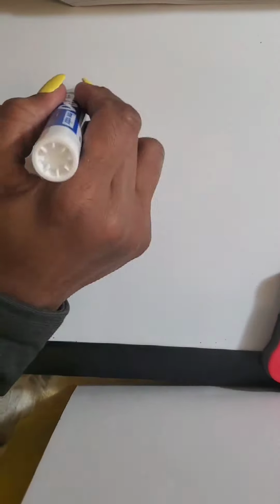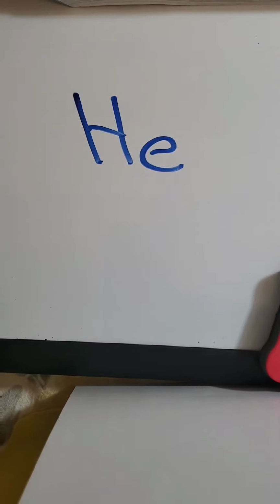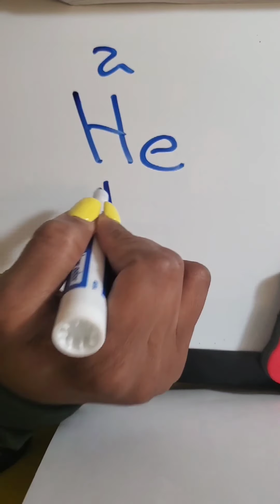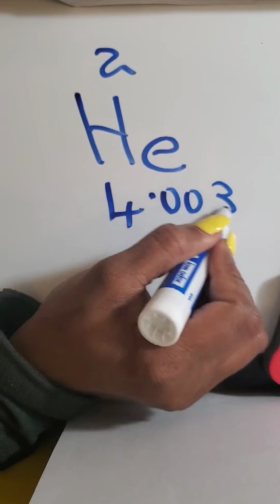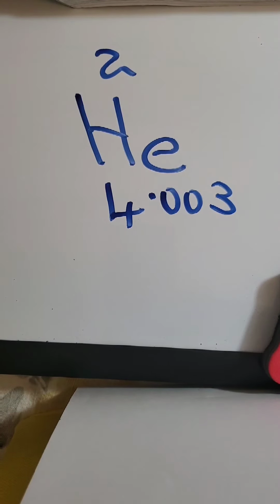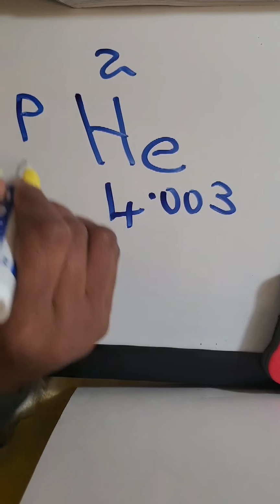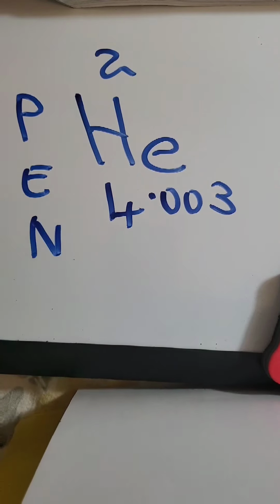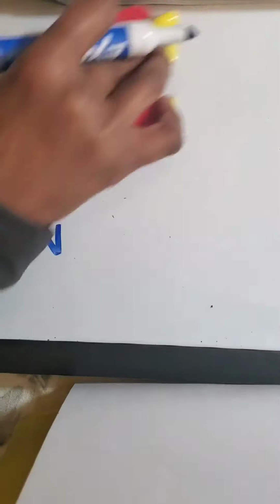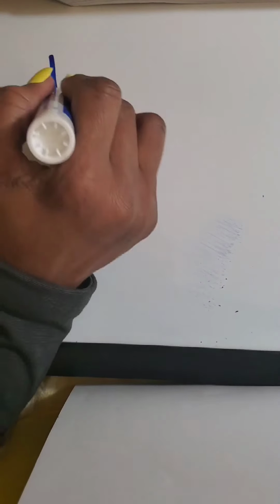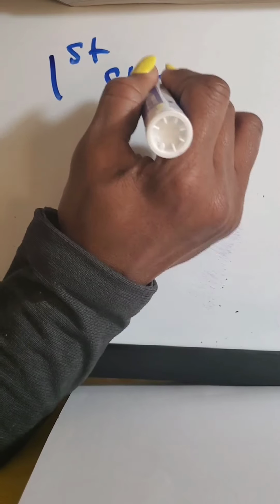Okay, let's look at our helium atom. It has an atomic number of 2 and a mass number of 4.003. Now we're going to use our PEN method, protons, electrons, and neutrons, to figure out how much of each. We know that the atomic number is 2.